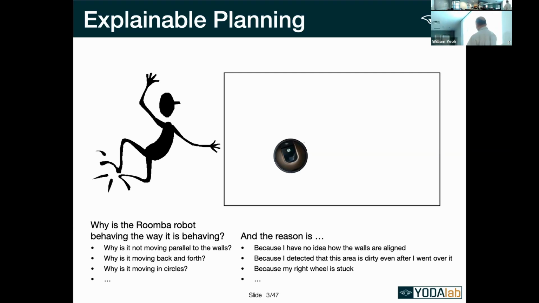And why is it moving back and forth? This one I actually figured out from the Roomba manual: it moves back and forth when the floor it is going over is detected to be dirtier, so it goes back and forth to clean up a little bit more. Moving in circles, maybe it could say that I'm moving in circles because my right wheel is stuck or something like that. These are the types of explanations I wish Roomba could give me.